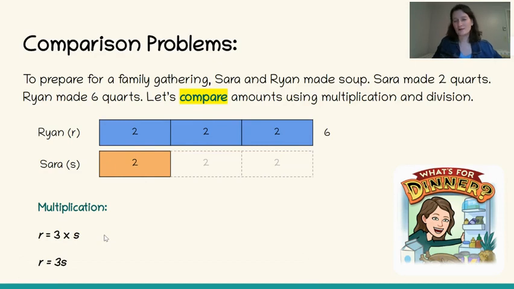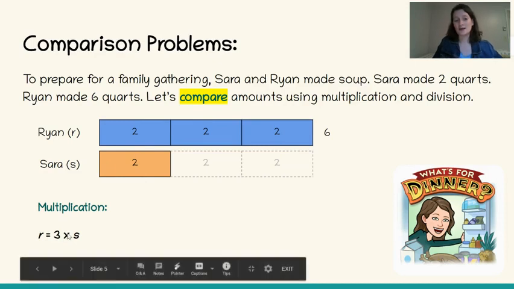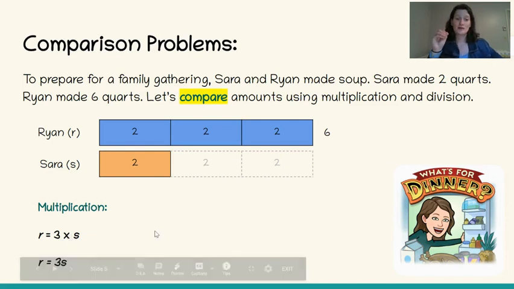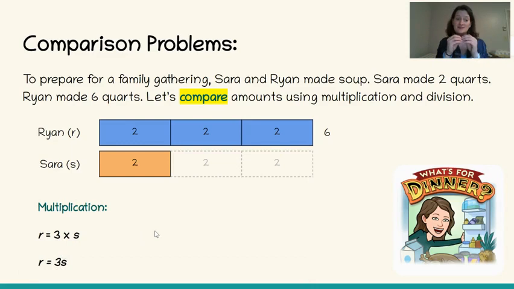There are different ways to write multiplication. Remember, we can use the X for the times sign. We can use the asterisk or the dot. And we can also just put a number and a letter together, which means 3 times S. So 3S means 3 times S.